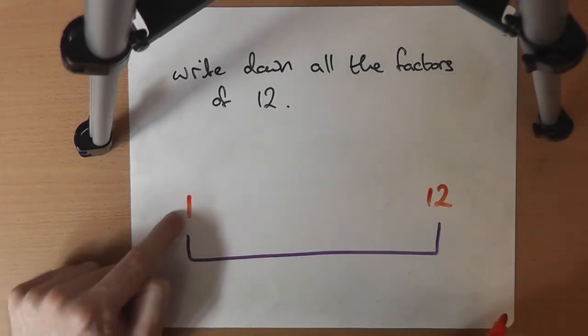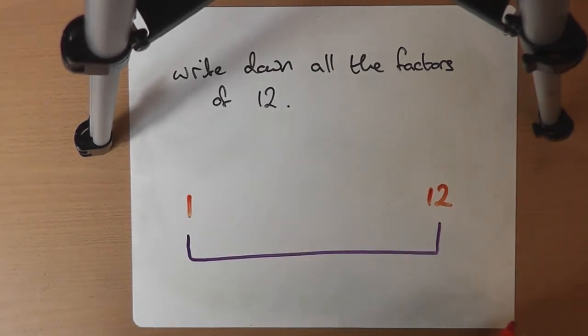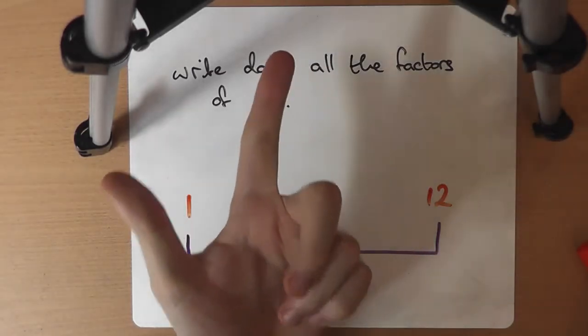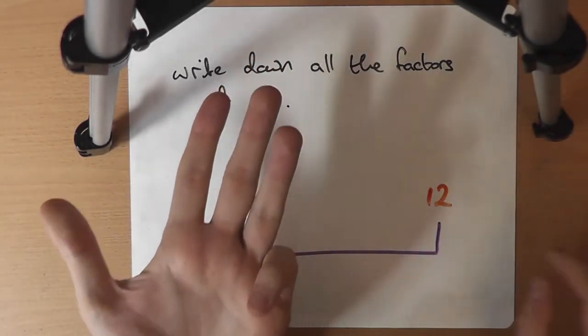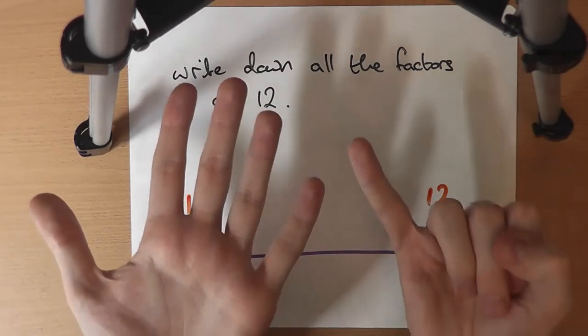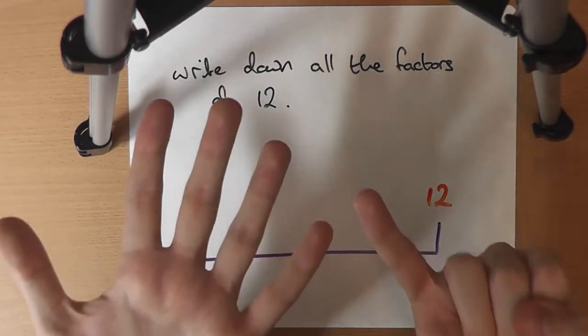So we're going to go down to the 1. We're going to go to the next number up, and we're going to test to see whether it's a factor. The next number up is 2. If 2 turns out to be a factor of 12, we put it on the list. If it doesn't, we move on to the next one. We move on to 3, and we test 3. So let's test 2. 2, 4, 6, 8, 10, 12. We can count up in 2s, we can reach 12. So 2 is a factor.